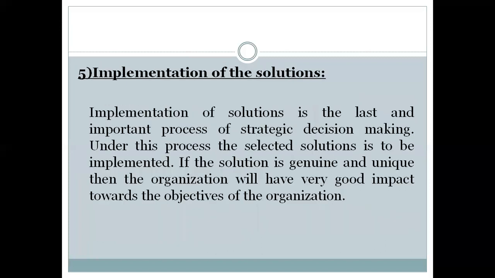And next point, implementation of the solutions. Yes, guys, implementation of solutions is the last and important process of strategic decision making. Under this process, the selected solution is to be implemented. If the solution is genuine and unique, then the organization will have a very good impact towards organizational goals achievement. So genuine and unique alternatives must be selected and implemented. Definitely it will lead to achievement of organizational objectives. If you don't do so, then it's quite difficult for the attainment of organizational goals.